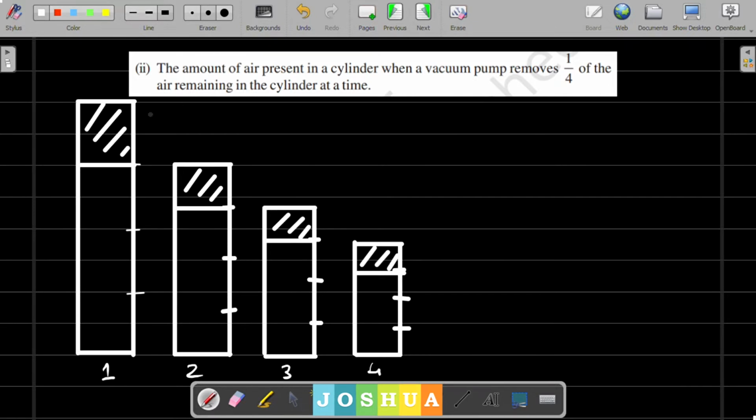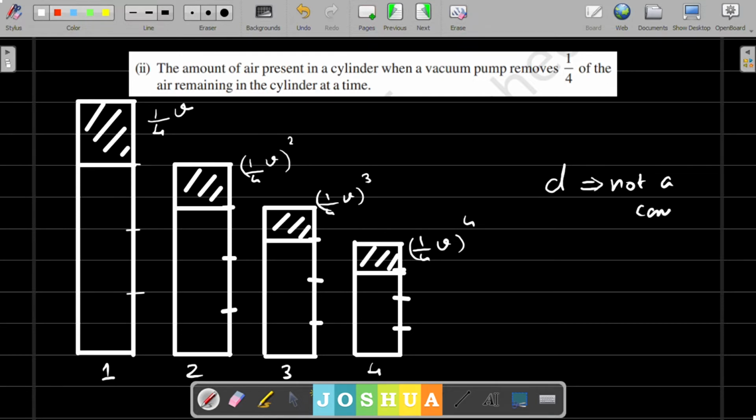And if you look at the process here, initially it removed 1/4 of the total volume. In the second case what happened is it removed 1/4 of the volume squared, and in the third case 1/4 of the volume cubed, and 1/4 of the volume to the fourth power in case 4. And here D is not a constant. So when it is not a constant, automatically it is not forming an AP. So we can say in this case it will not form an AP, because the difference is not a constant.